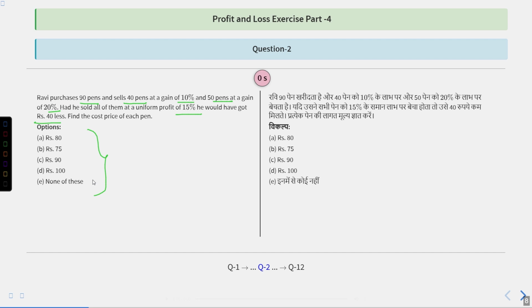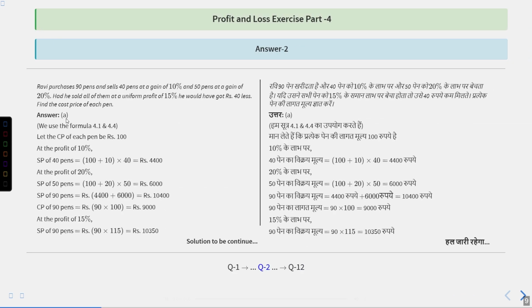Now time's up. Let's see the solution. We are using formula 4.1 and 4.4. Let the CP of each pen be 100 rupees. At a profit of 10%, the SP of 40 pens will become 4,400. We can calculate 110% of 40, which becomes 4,400. At a profit of 20%, the SP of 50 pens, when we calculate 120%, becomes 6,000.